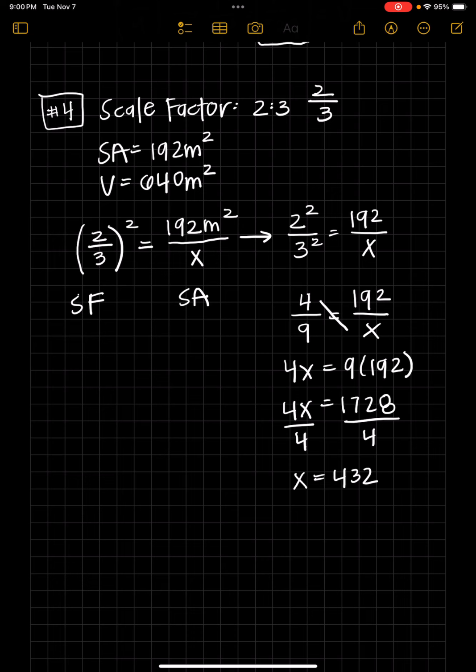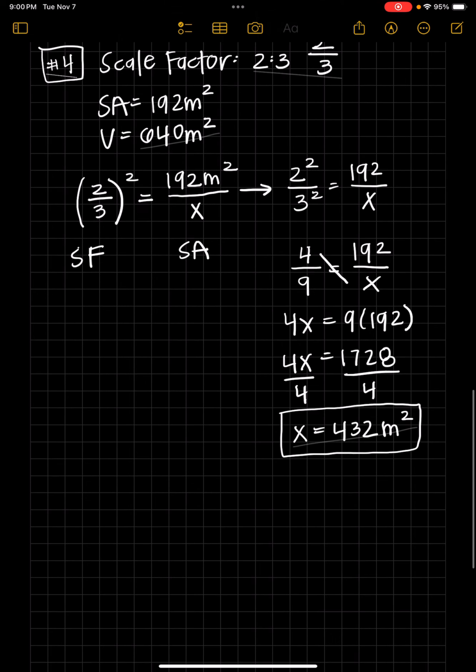And again, we know this is a surface area because that's what we were doing. We're trying to find the surface area of the other shape. So it has to be in meters squared. The reason it's in meters is because my other shape was in meters, and it's squared because it's a surface area. Okay, so we're going to do something super similar to find the volume.